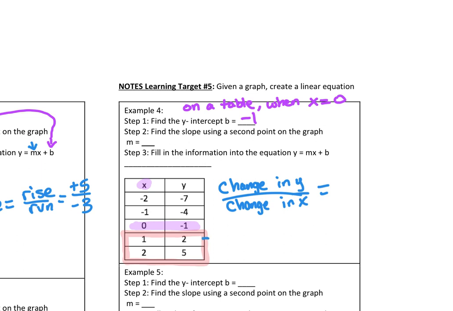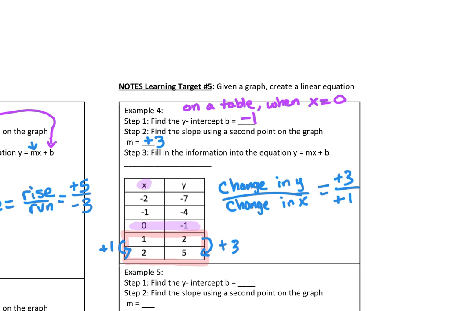All right, so from 2 to 5, how much did we change by? 2 to 5, we increased. 2, 3, 4, 5. So we went up by 3. And from 1 to 2, we increased by 1. So I put 3 over 1, and that is our slope. Right there, our value, our change in values.